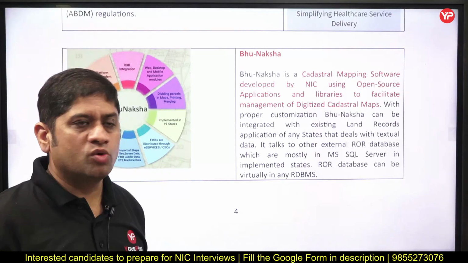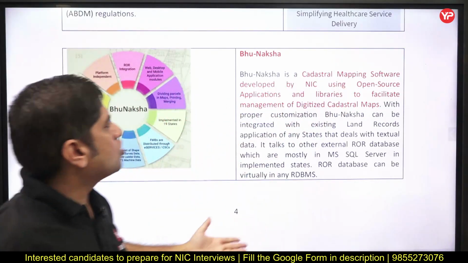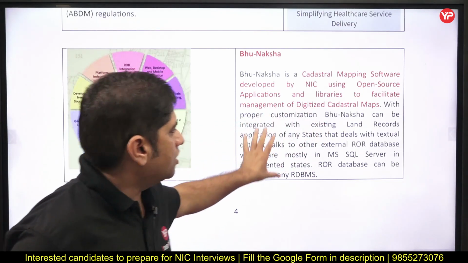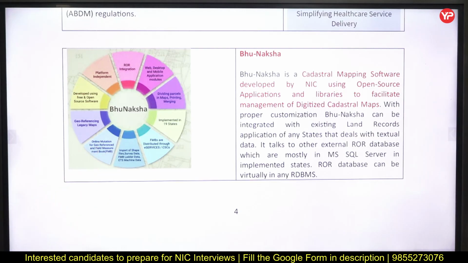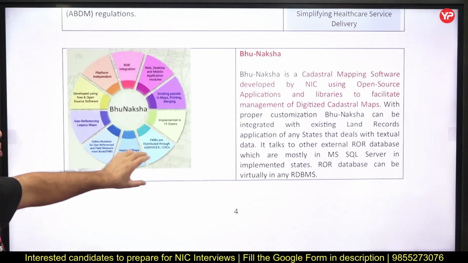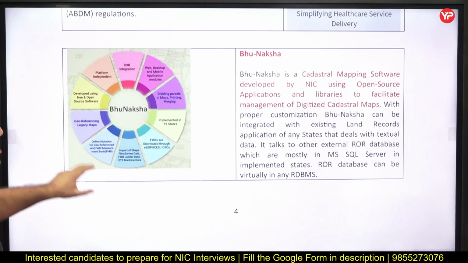Like Bhu Naksha, you know what is Bhu Naksha? So it is like mapping software developed by NIC using open source applications and libraries, and it facilitates the management of the mapping of your land or something. And as I told you that NIC is providing ICT infrastructure to various levels of the government. So Bhu Naksha is also helping the revenue department to basically consolidate the land records. तो स्टेट्स में जो लैंड रिकॉर्ड्स हैं उनको कंसोलिडेट करने के लिए this Bhu Naksha is there, and they have mentioned details of something like that.